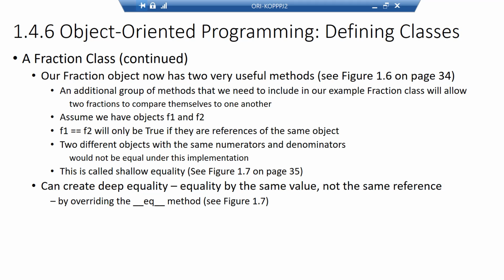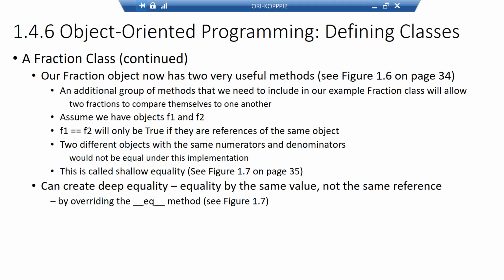Okay, I think I had the wrong page number there. I think this is what we're looking at here. So we have F1 pointing to the 3/5 here. And if F2 is pointing to the same one, and then we do the equality check on here, then it's true because both of them have the same address pointing to that.